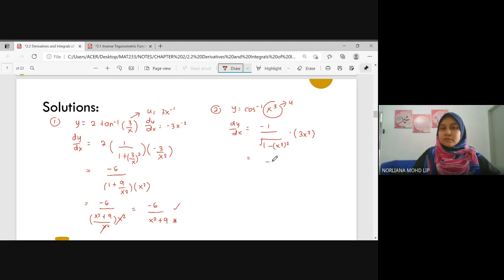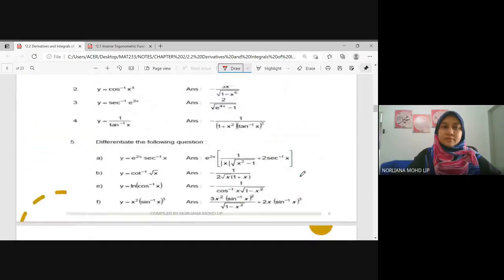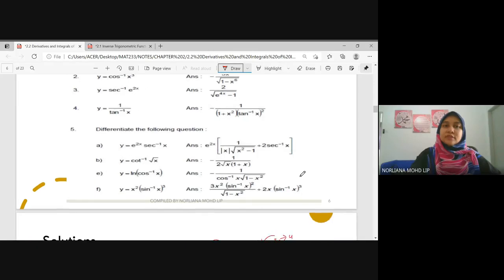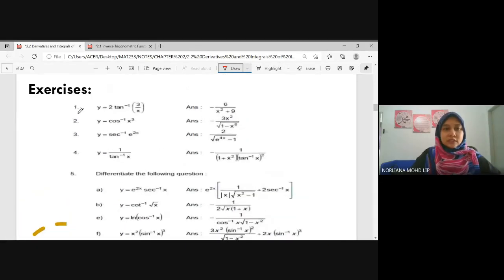So we get 3x square, negative 3x square over square root 1 minus x power of 6. Secant inverse. Number 3. Okay, ni kita cuba buat sampai ni lah. Number 4. Okay, number 5 ni cuba buat sendiri.